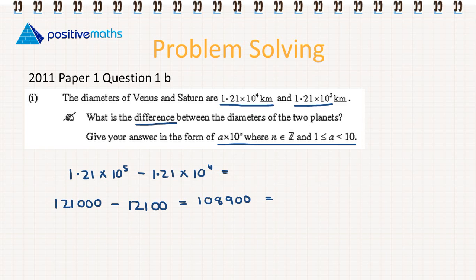So we need to write this in scientific notation. So we need the A part of the number. So this is the number between 1 and 10. So it's going to be 1.089 multiplied by 10 to the power of, so we count the number of times we move the decimal place, 1, 2, 3, 4, 5, so it's 10 to the power of 5.